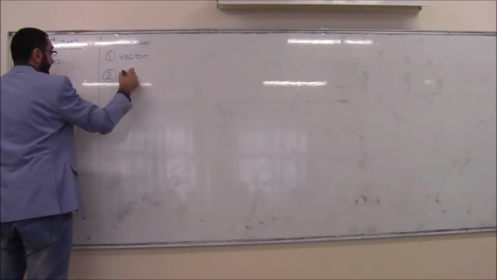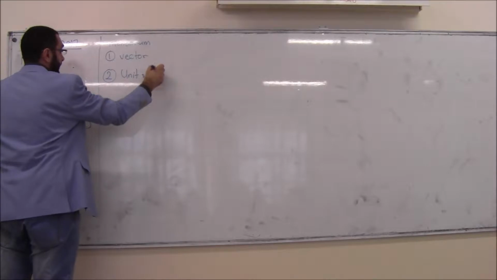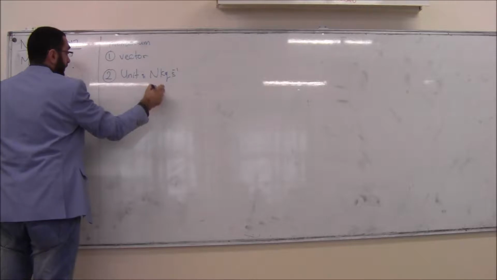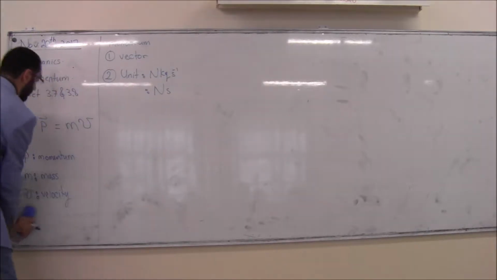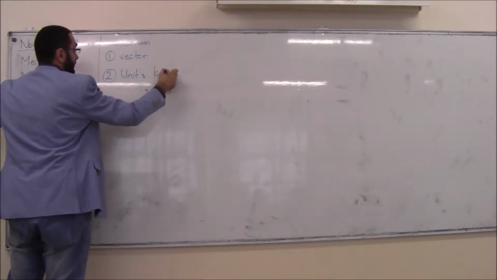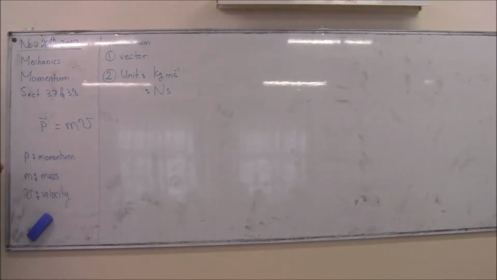Secondly, the unit is either kilogram meters per second or Newton second, not Newton meters. This is the unit for momentum, which is a vector quantity. We need only these basic details: the definition, unit, and that it's a vector.